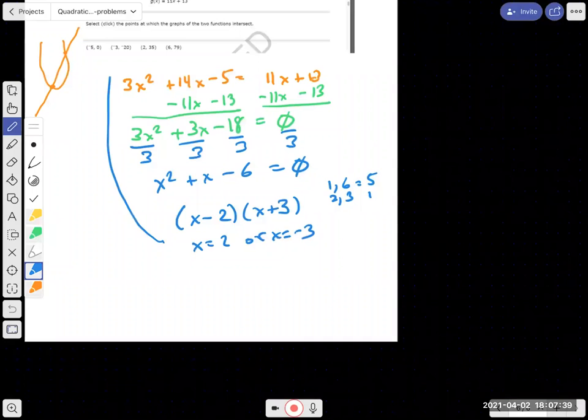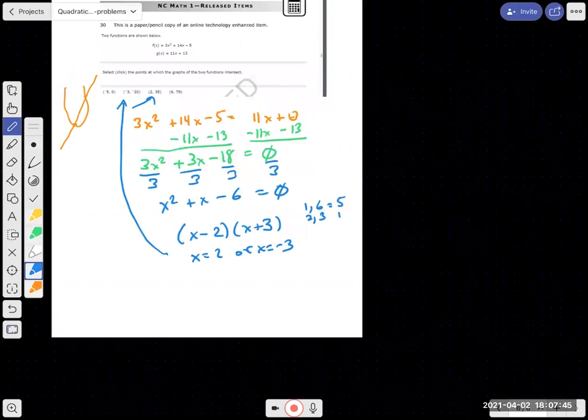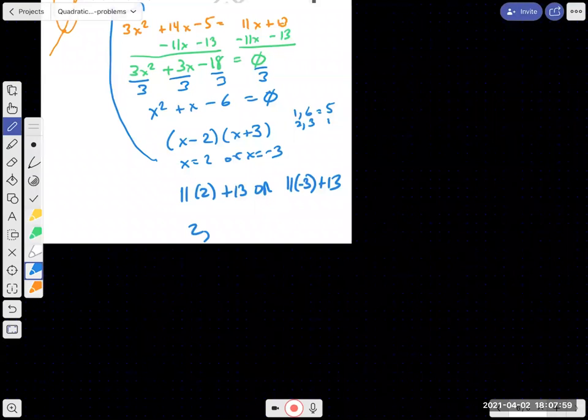And then since they gave you those, you could work on that. But you could have just said, okay, 11 times 2 plus 13, or 11 times minus 3 plus 13. So you would have had 2 went with 35, or the value you get out of this is minus 33 plus 13, minus 20, or minus 3 minus 20. Okay. And that is how you could have solved those. But again, until you've seen it done, you're not really sure what to do.